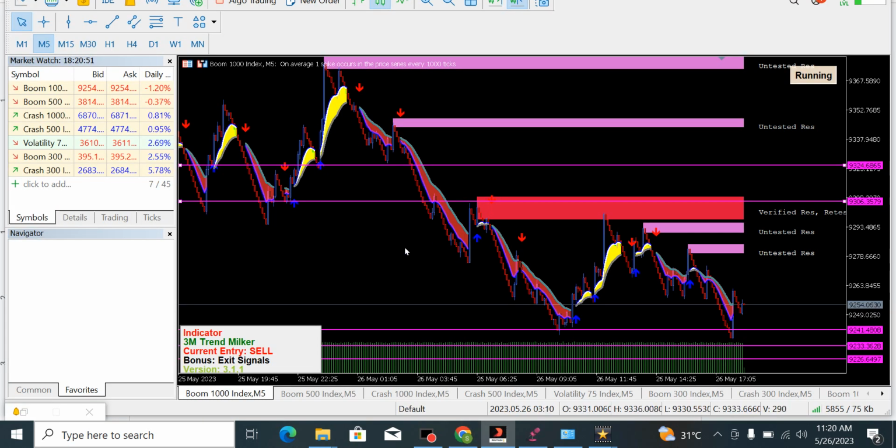Okay guys, this is boom 1000. I'm on 5-minute time frame and I'm using the 3M trend Milka trading indicator to do my analysis right from here. Okay guys, right from this resistance zone it started a downtrend and it kept on selling and selling till it got to the support zone.